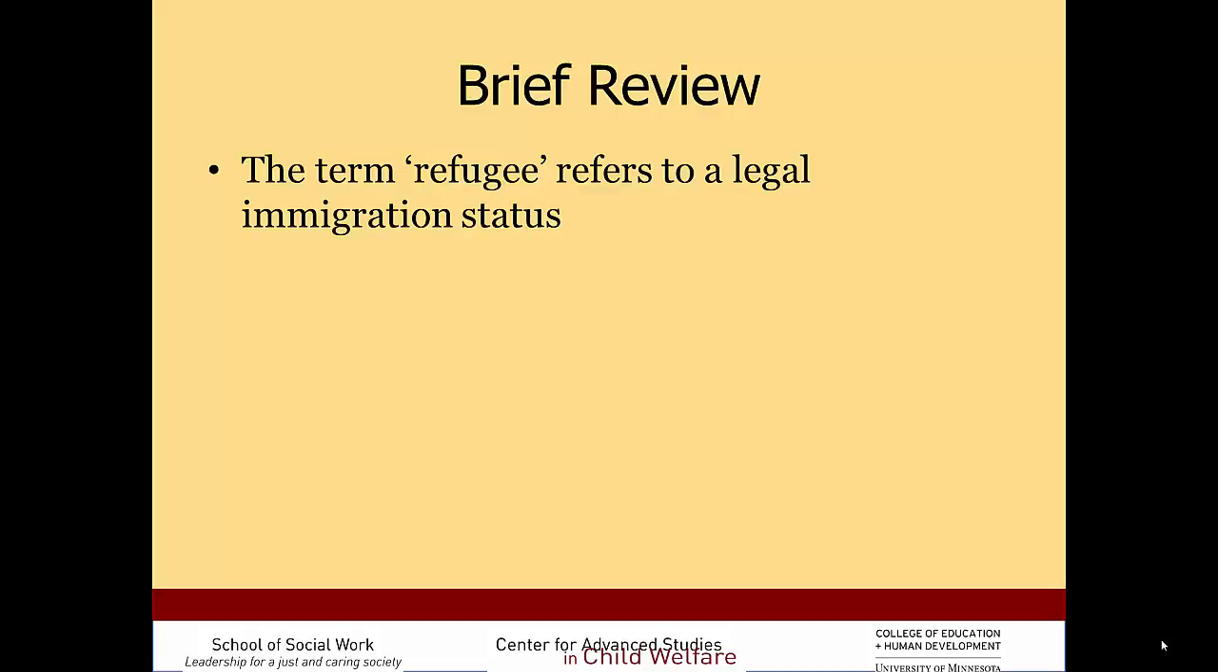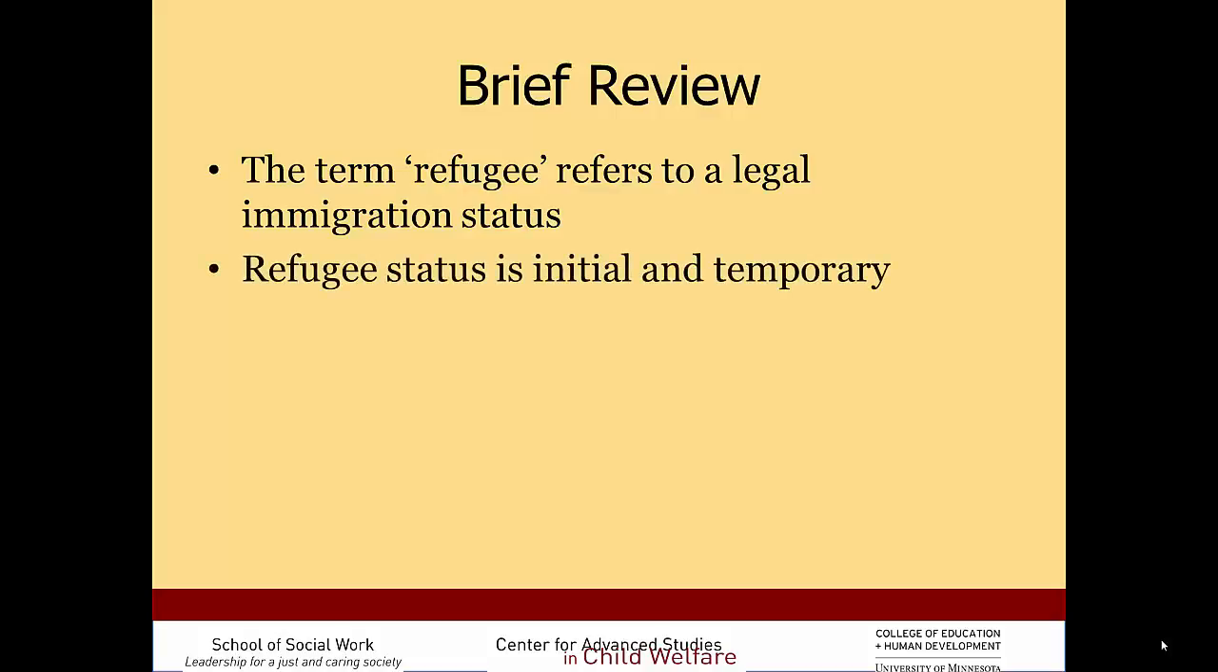First, the term refugee refers to a legal immigration status. Refugee status is initial and temporary. People who come to the U.S. as refugees are able to adjust their immigration status after 1 year to legal permanent resident, and after 5 years they are eligible to apply for U.S. citizenship. Once they achieve one of these two immigration statuses, they are no longer referred to as refugees.